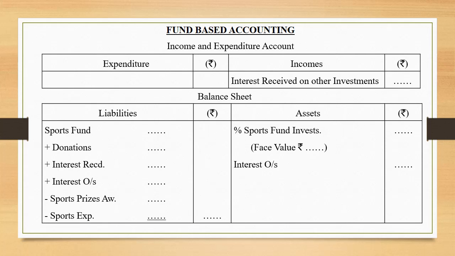On the asset side, you can see there sports fund investments. So if any sports fund is there and the amount has been invested, that invested amount is shown as an asset, and what are the face values there, even that needs to be considered and to be written in the inner column. The importance of face value over here is the interest calculation. Whenever you have to calculate interest, it is calculated on the face value only, not the book value.